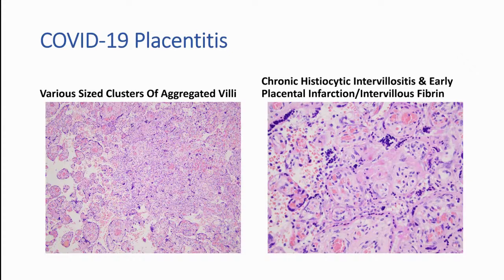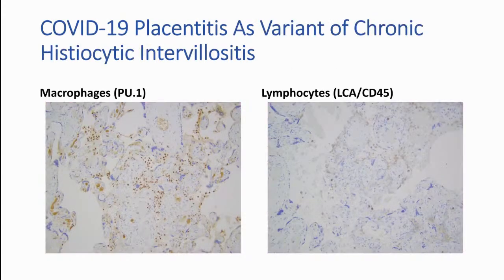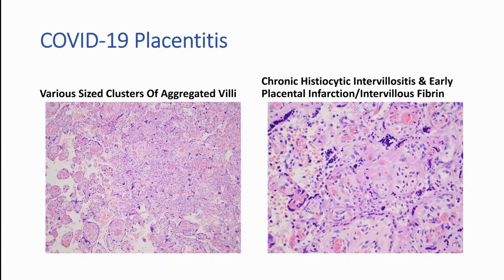They have macrophages in the intervillous space in high numbers. This is marked by PU.1. There's no lymphocytes, so it's not a villitis that's spilling out. And if you look at MPO for neutrophils, there's also an acute component, which goes with the early placental infarction, trophoblast necrosis, and intervillous fibrin deposition pattern. So it's really an unusual pattern of chronic intervillositis.